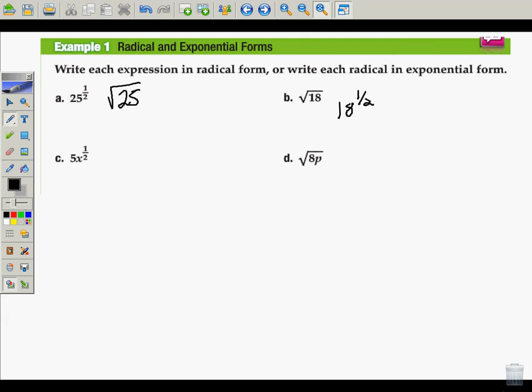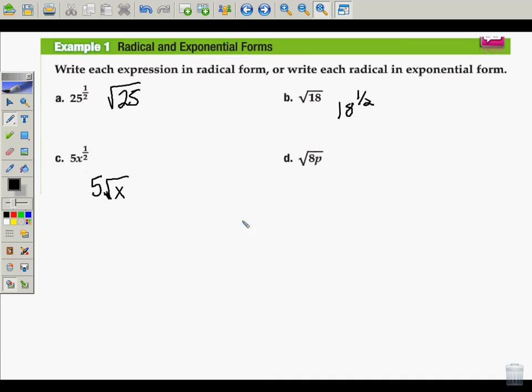Now here's where it gets a little tricky, but not really that hard. We've got 5x to the 1/2. You need to think about what is being raised to the 1/2 power. Well, because this is not in parentheses, x is the only thing being raised to the 1/2 power. So I am not taking the square root of the 5, but I am taking the square root of the x. Notice, if there were parentheses, everything would have been under the square root, but here it's only x being raised to the 1/2 power.